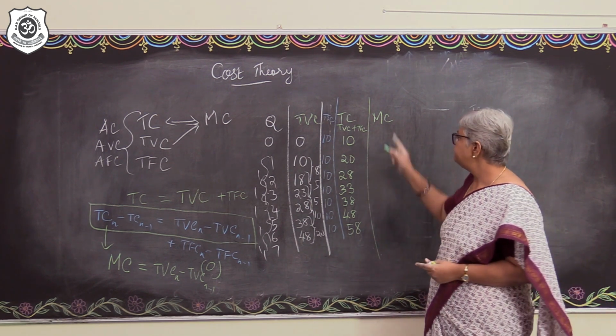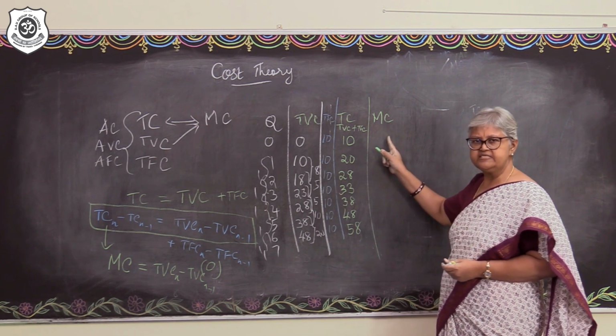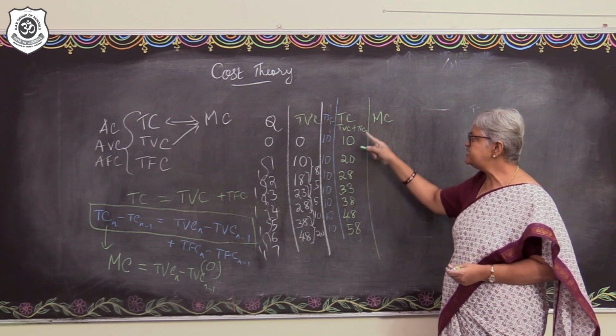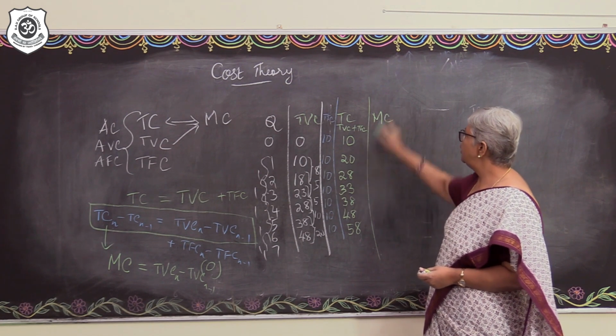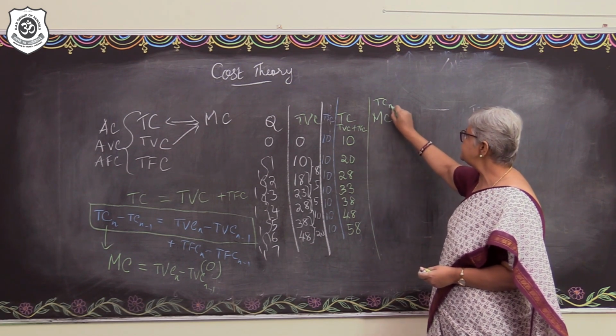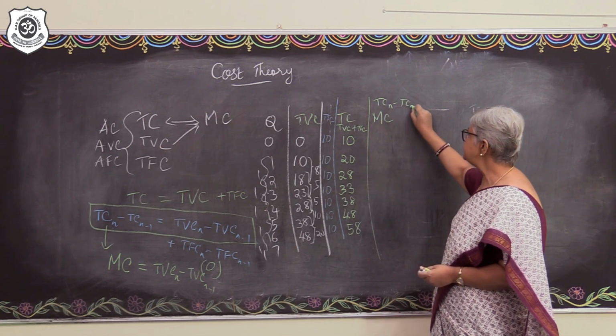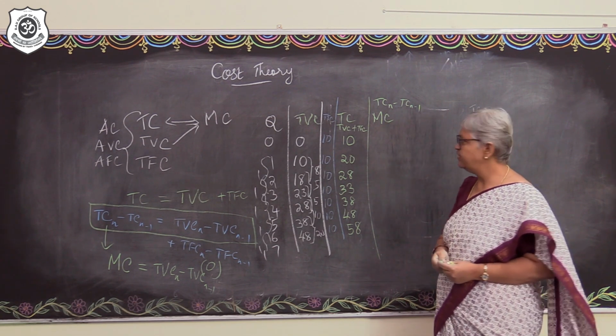Now what about the marginal cost? Marginal cost is the change in the total cost, or it is TCn minus TCn-1. Fine? Right?